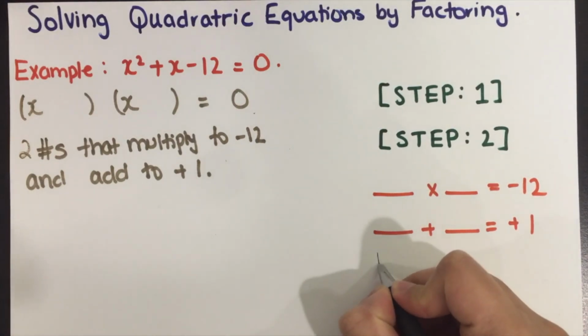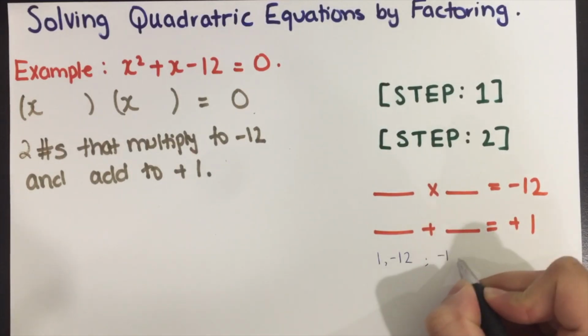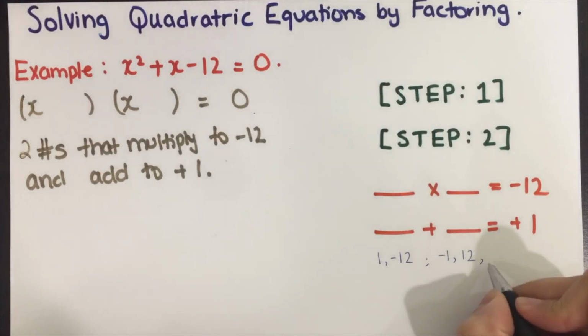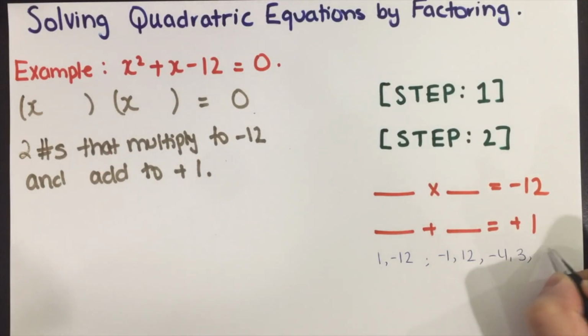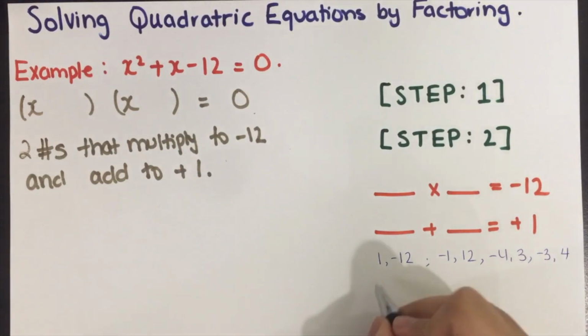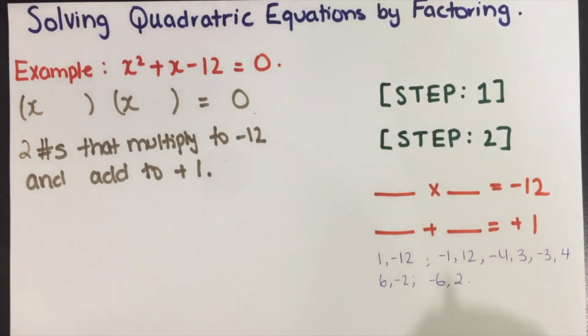Obviously we have 1 and negative 12, because 1 times negative 12 gives you negative 12. We also have negative 1 and 12. And then we have negative 4 and 3, and then negative 3 and 4. And the other two are 6 and negative 2, and negative 6 and 2. So these are the list of factors that multiply to give you negative 12.